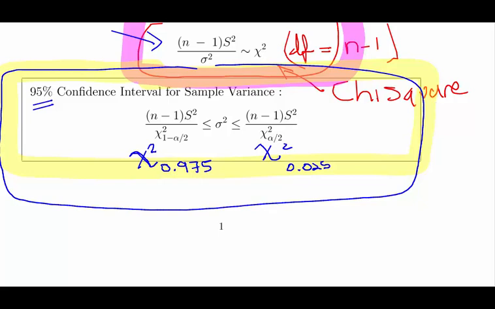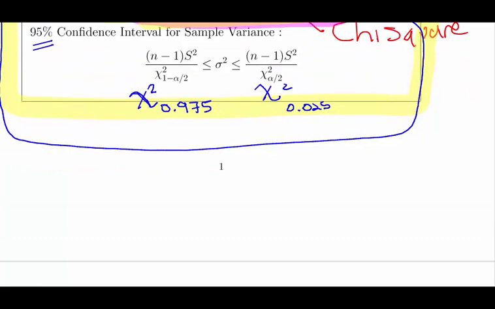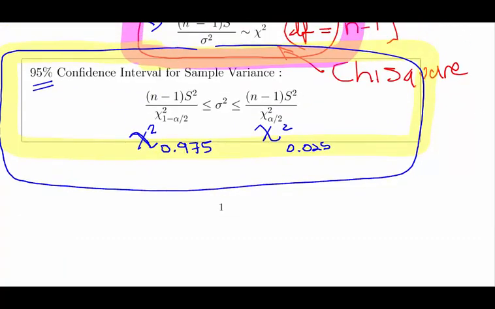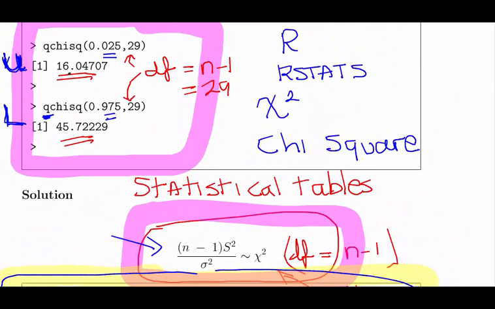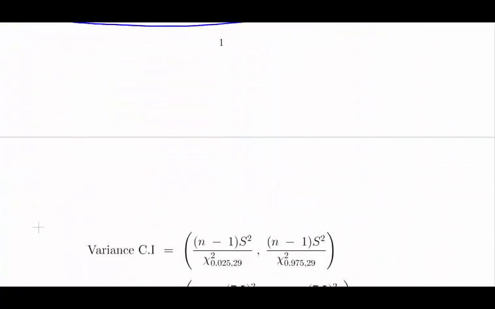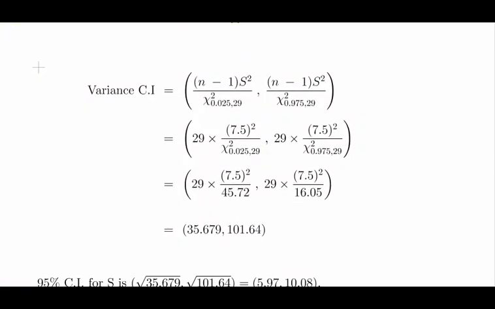That's essentially everything we need. I've taken care of this part already: 16.04, or 16.05, and 45.72. We're going to use these in our answer. Sorry, you can disregard that, it's the wrong way around. I spotted that mistake myself. So that is n minus 1 over chi squared, with the 97.5 and the 2.5 percentiles.